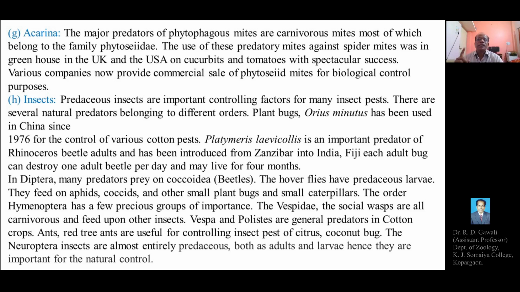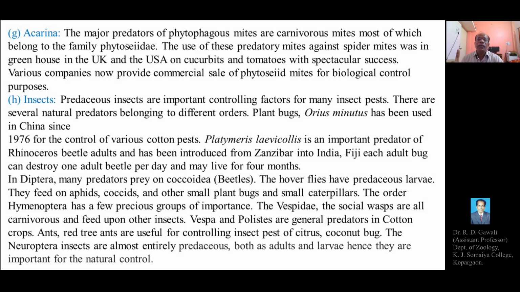So predaceous insects are an important controlling factor for many insect pests, and there are several natural predators belonging to different orders, such as plant bugs. Anthocoris minutus has been used in China since 1976 for the control of various cotton pests.